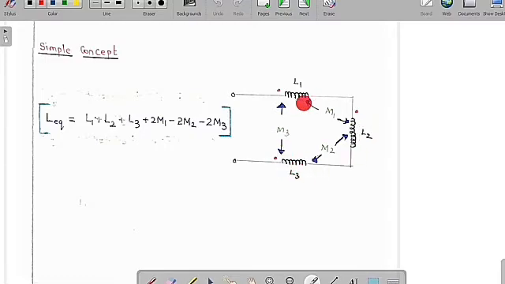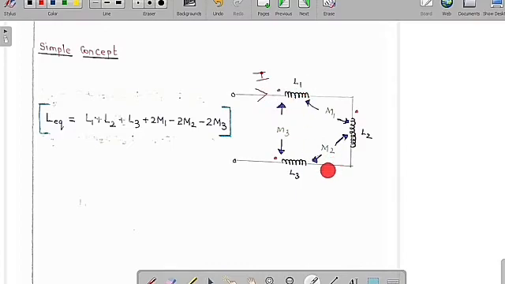To write this equation, first, because these three are connected in series, L equivalent is equal to L1 plus L2 plus L3. But you can see clearly the current in this direction. Current is entering the dot here, and here also the current is going to enter the dot. So in coil 1 and coil 2, the current is entering the dot simultaneously. Therefore these are in additive polarity and also series, so plus 2M1.